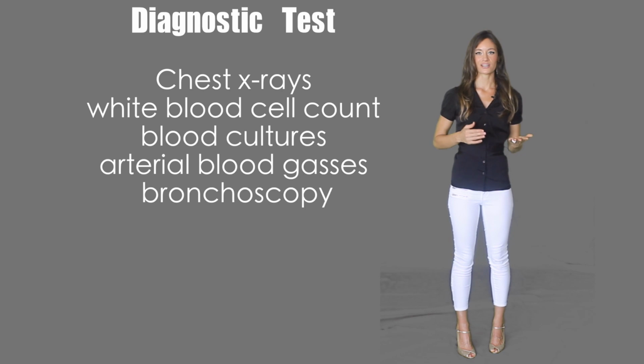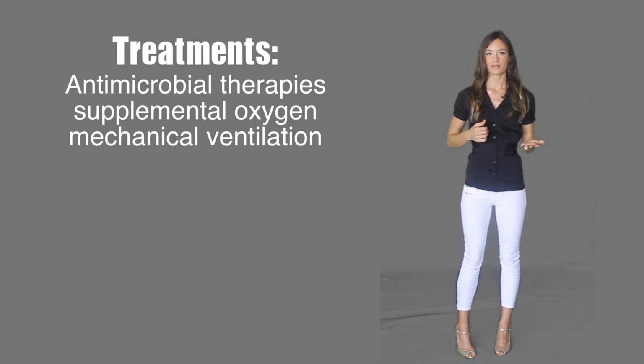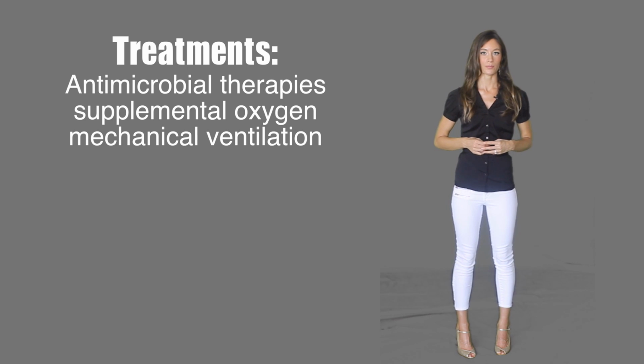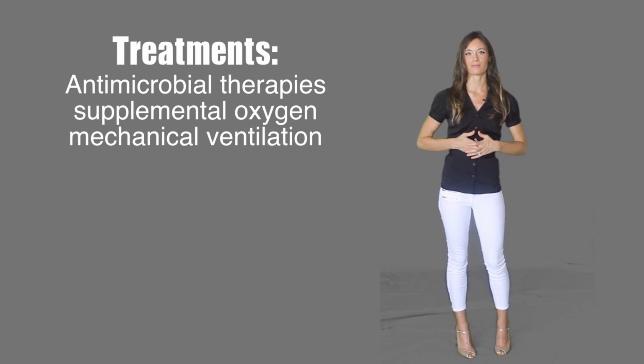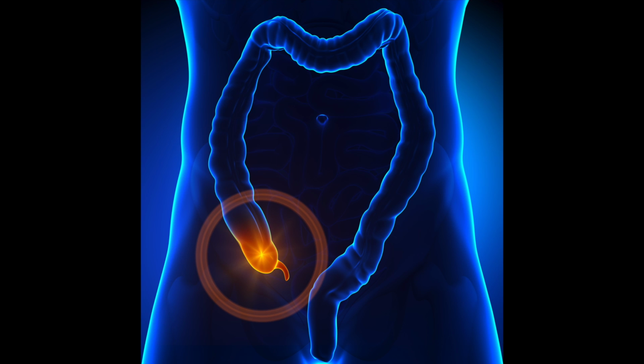In pathophysiology, you will also learn about diagnostic treatments and medical management, which include chest x-rays, white blood cell count, blood cultures, arterial blood gases, and if needed, bronchoscopy. Treatments include antimicrobial therapies, supplemental oxygen, and in severe cases, mechanical ventilation may be necessary. So let's look at another normal functioning system and then add a pathogen to it.